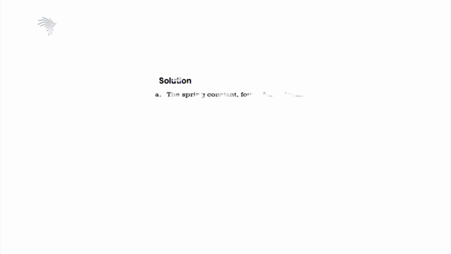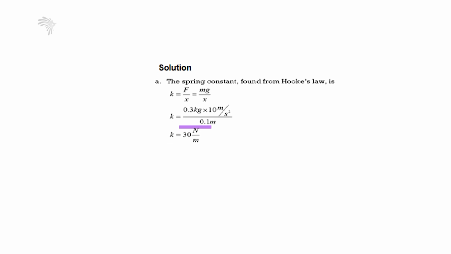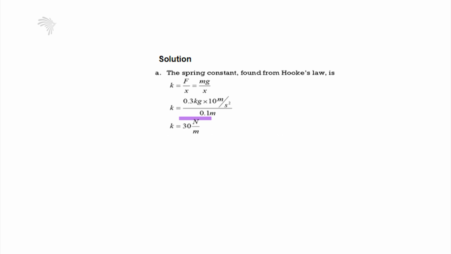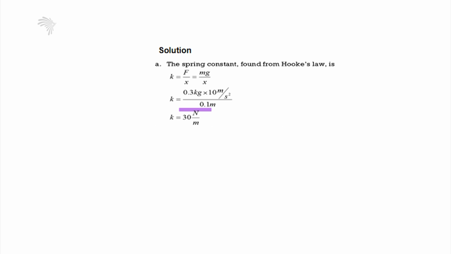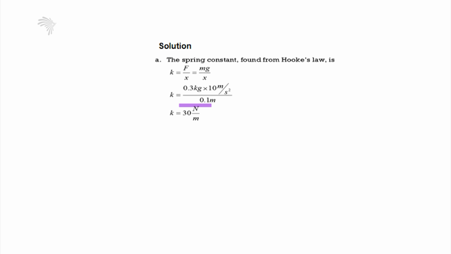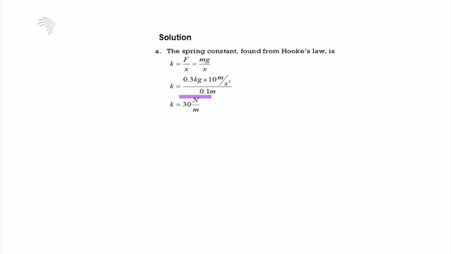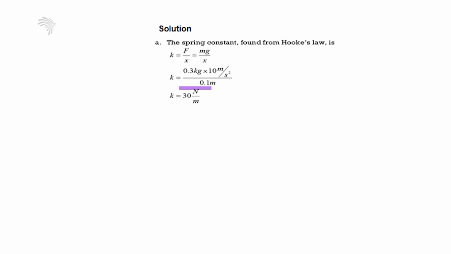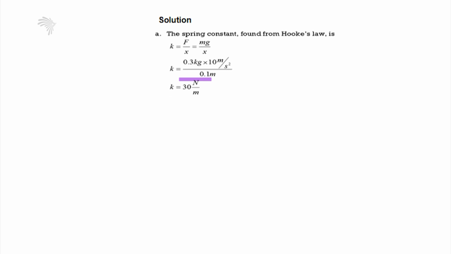We know that the spring constant is found from Hooke's law as k is equal to the force applied divided by x, and we know that F is equal to the weight of the mass, which is m times g, divided by x. So the mass is 0.3 kg times gravitational acceleration, which we take as 10 meters per second squared for simplicity, divided by 0.1 meter, which yields k equal to 30 Newton per meter.